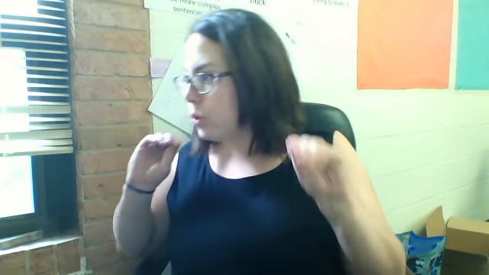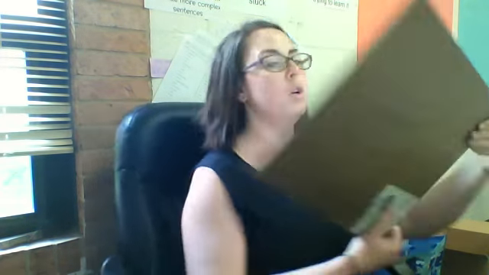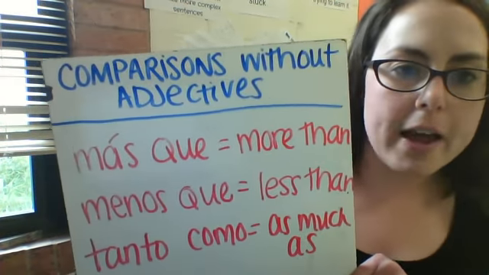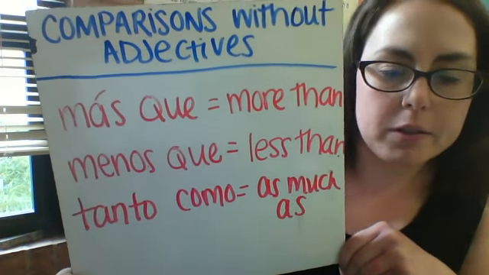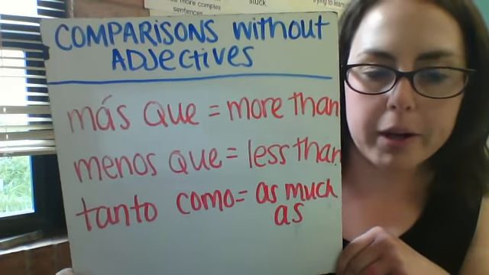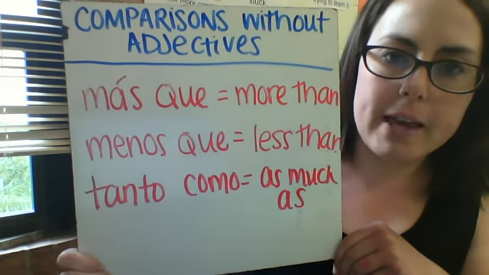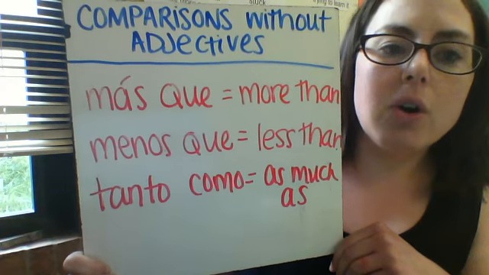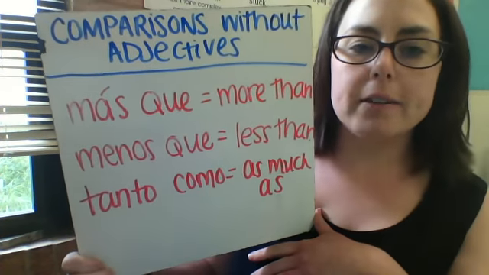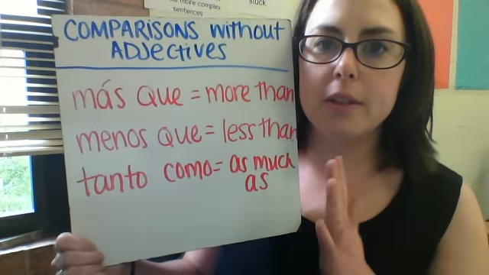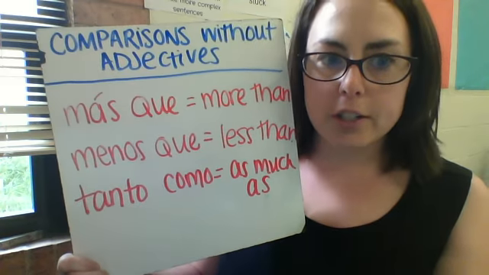All right. Moving on to the other type of comparisons that we have. We have some comparisons that don't use adjectives, okay? And this is pretty much just for any other time we want to compare. We have más que, which is more than, menos que is less than, and tanto como, which is as much as. You can see the similarities between these and the comparisons with adjectives.